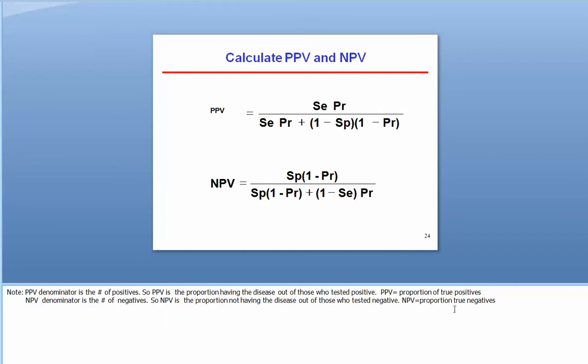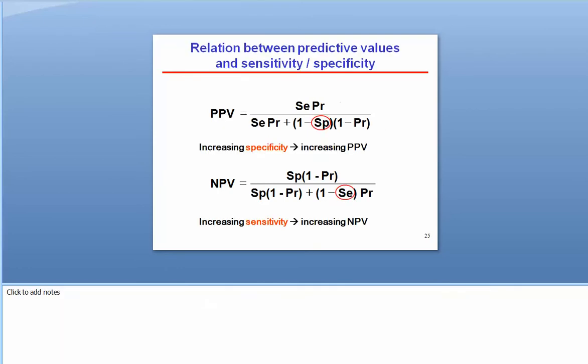And NPV would be the proportion of true negatives. That's pretty much what you need to remember, and it is intuitively clear, right? Okay, so now let's go to the next one. Yeah, it's the same idea.